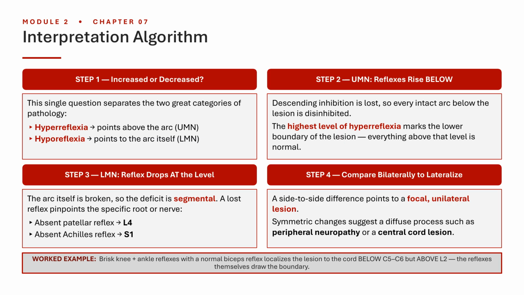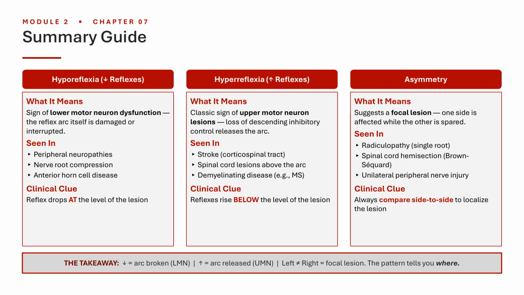The worked example on this slide is worth your attention. Brisk knee and ankle reflexes with a normal biceps reflex. That pattern localizes the lesion to the spinal cord below C5 to C6 but above L2. The reflexes themselves draw the anatomical boundary. 4 steps. Every abnormal reflex finding fits into this framework. Let's solidify the interpretation framework with this 3-part summary.